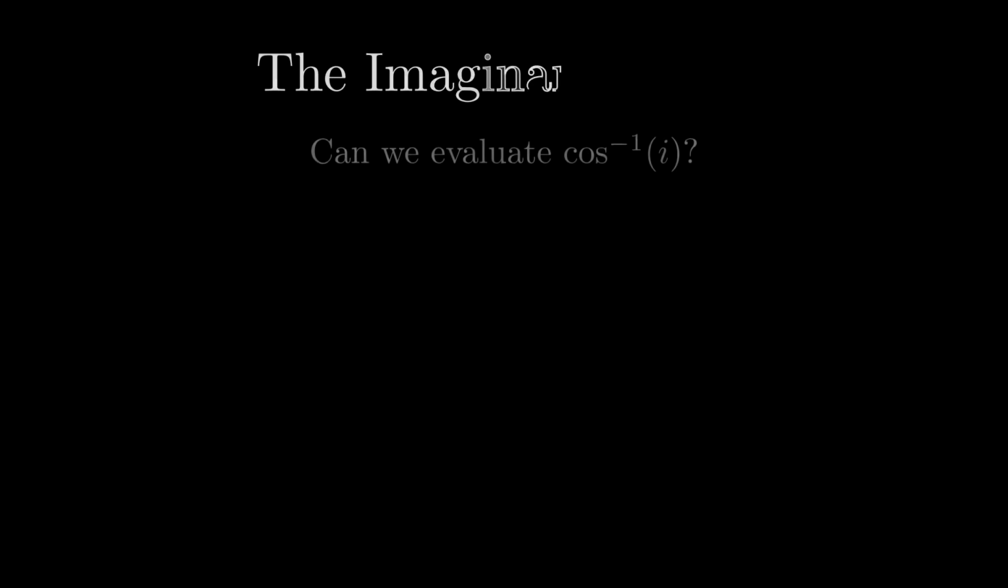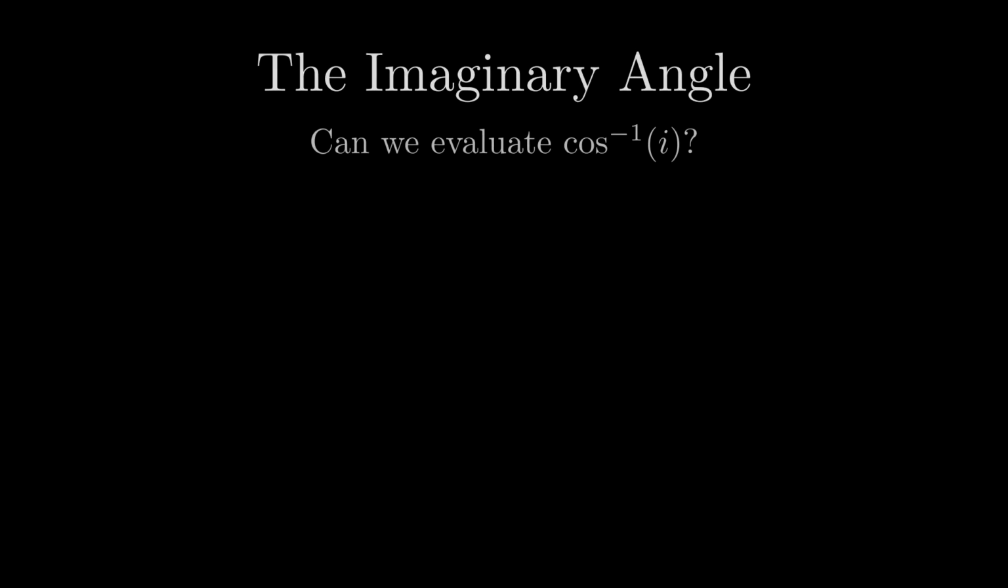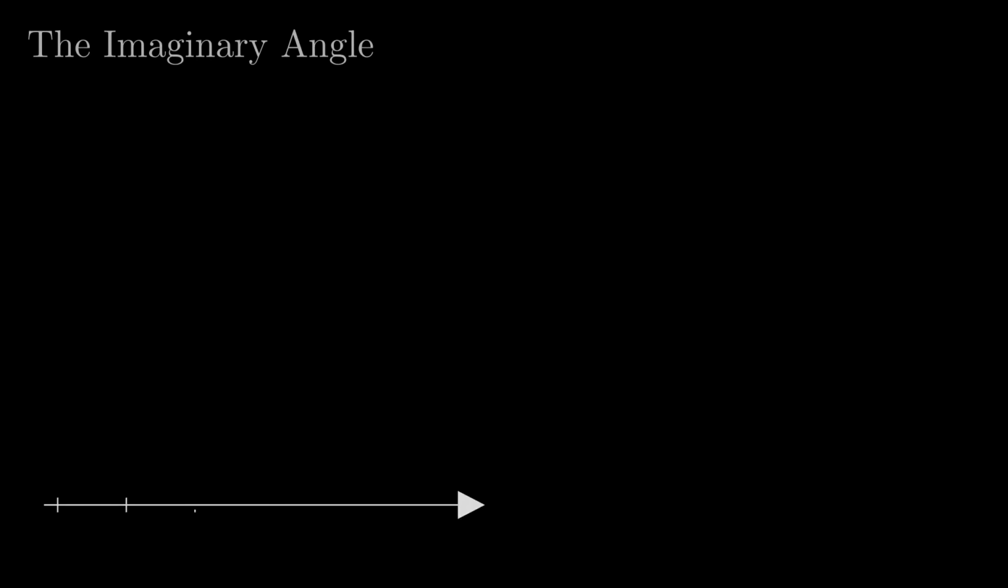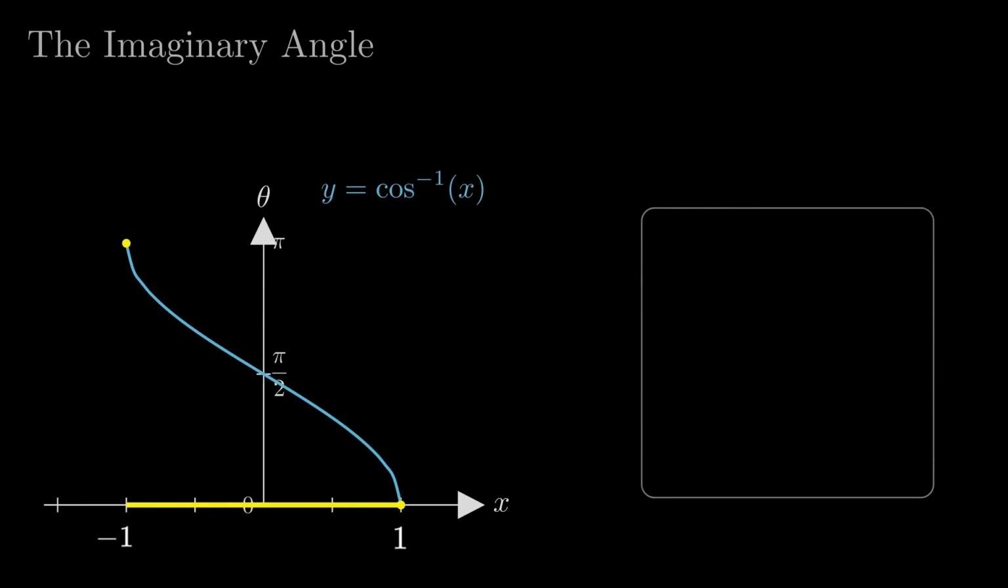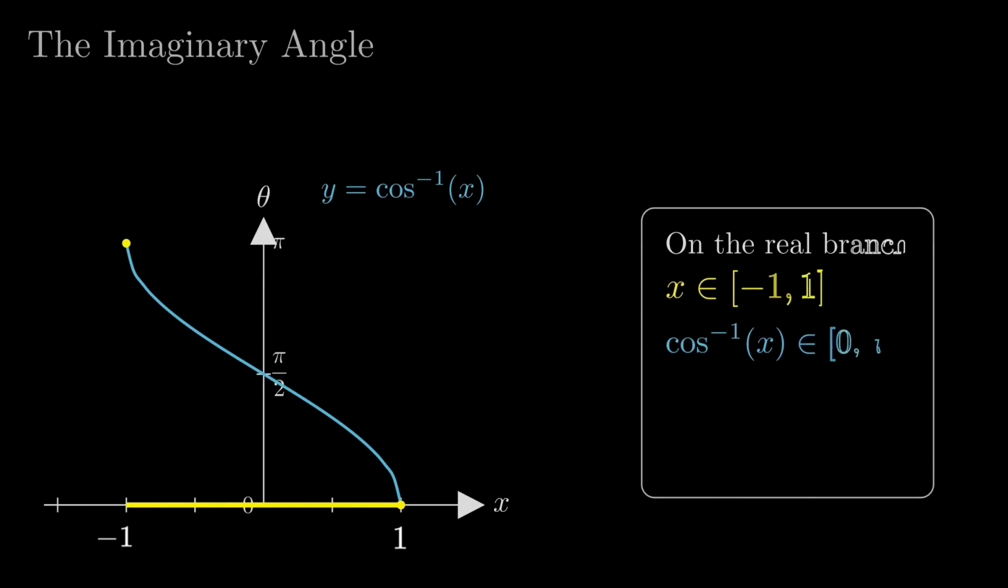Today's question sounds impossible. Can we actually compute arc cosine of i? On the real line, arc cosine behaves nicely, but only on a strict input range. Here's the real branch. The input x must stay between -1 and 1, and the output angle stays between 0 and pi. That yellow segment is the entire legal domain for the real inverse.